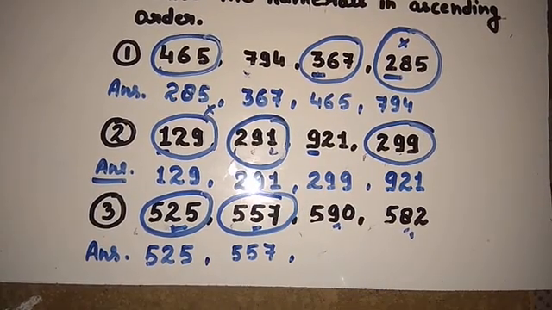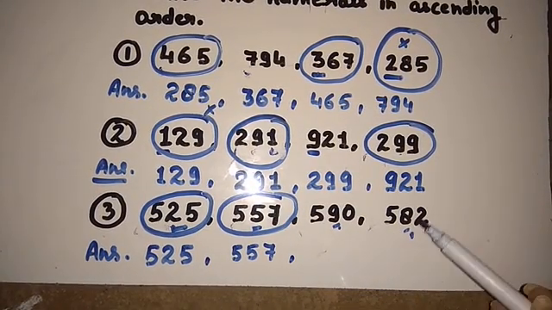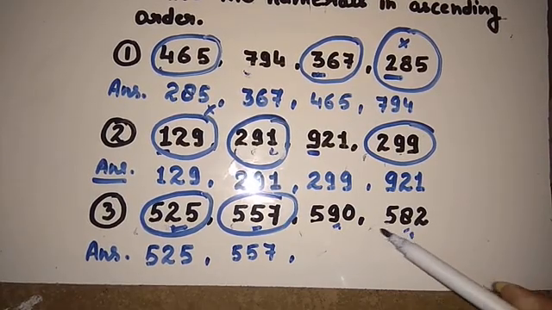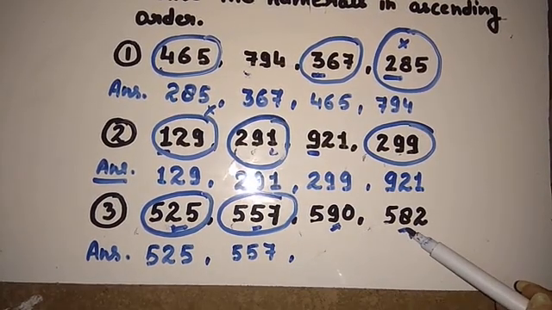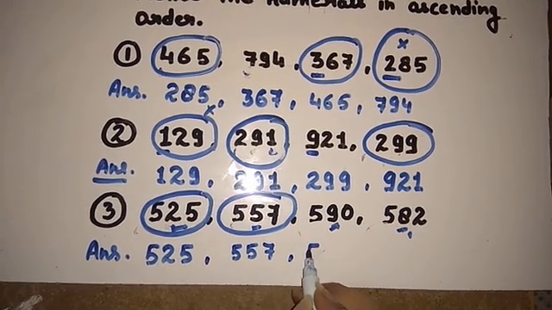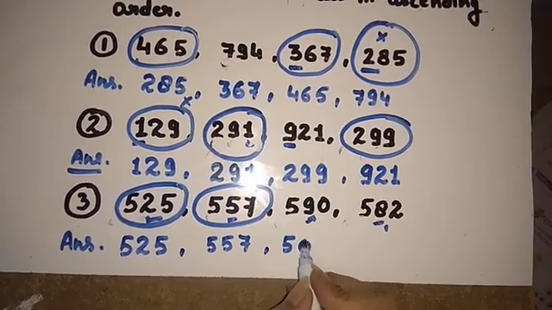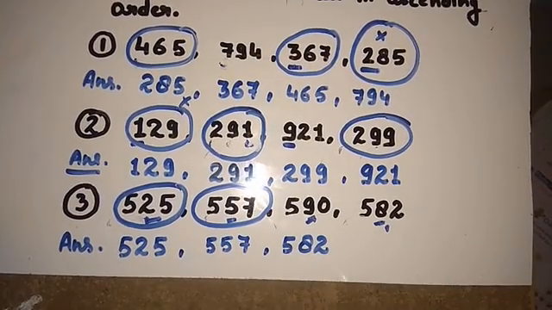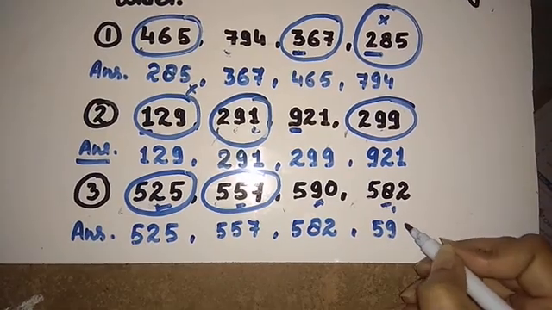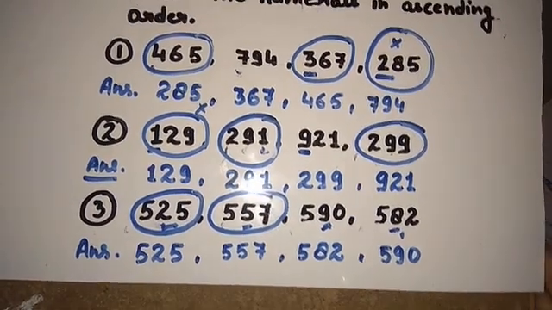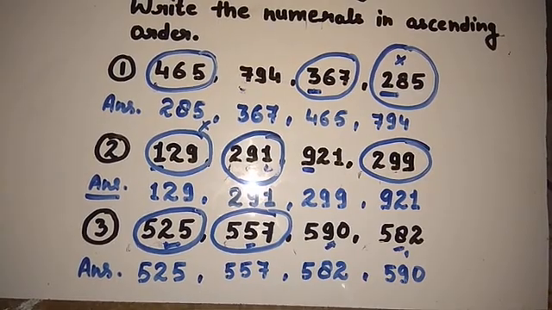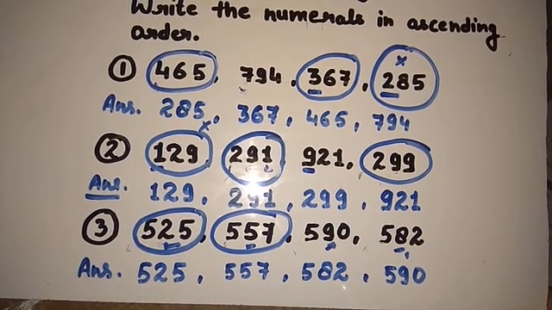After 557, the next number is, sorry, only 2 numbers are remaining. Easily we can compare that here 9 is given, here 8 is given. Which one is smaller? 8 is smaller. So 582, and after 582, 590. So in this way, students, we will write numbers in ascending order.